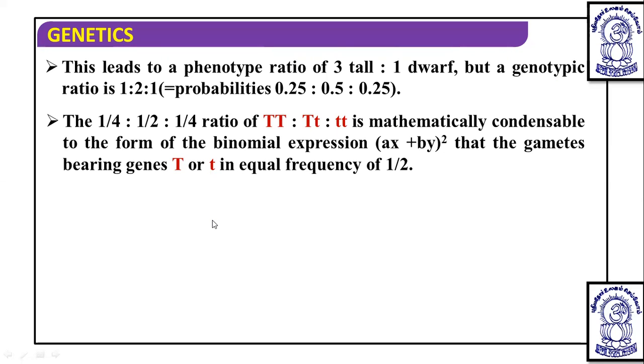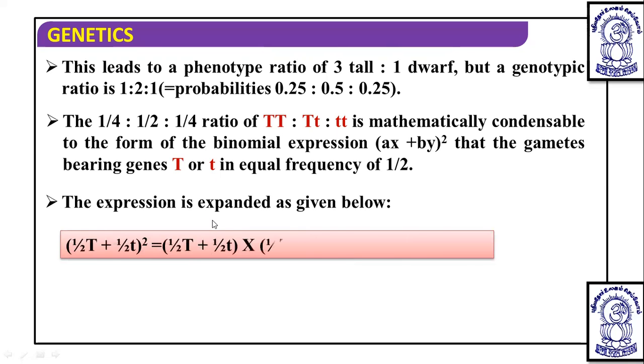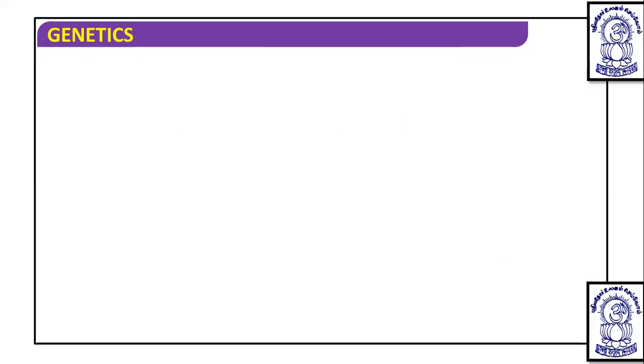So read this important statement, the second one. This 1:2:1 ratio of capital T capital T to capital T small t to small t small t is expressed mathematically, condensable in the form of a binomial expression. It can be expressed as the binomial expression (ax plus by) squared, where the gametes bearing capital T and small t are in equal frequency of half. So the expression is expanded as given below: (half T plus half t) whole square is equal to (half T plus half t) into (half T plus half t), which is equal to 1/4 capital T capital T, 1/2 capital T small t and 1/4 small t small t.